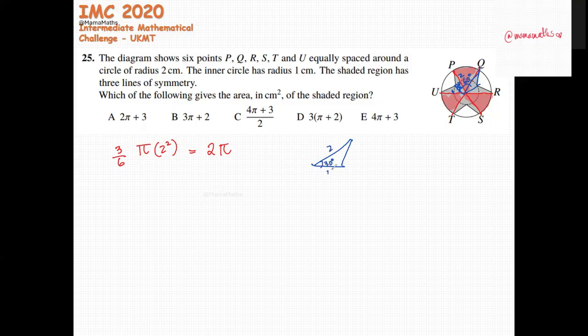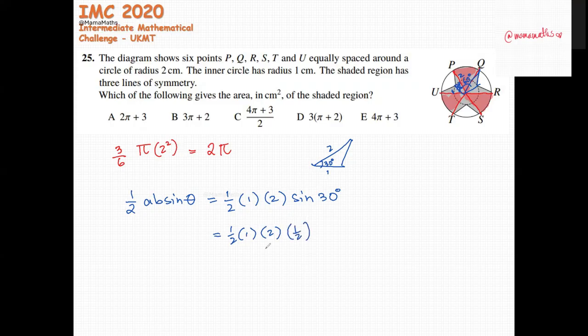Let's say if you have sides 1 and 2, you have 2 sides, you have the angle, you can find the area of the triangle, 1/2 ab sine theta, right? So in this case, it's 1/2 times 1 times 2 times sine 30 degrees. Now, special angle sine 30 degrees is equal to 1/2. So 1/2 times 1 times 2 times 1/2. This gives us just 1/2. So how many of this? We have 1, 2, 3, 4, 5, and 6. So 1/2 times 6, that's 3. So the answer should be 2 pi plus 3.